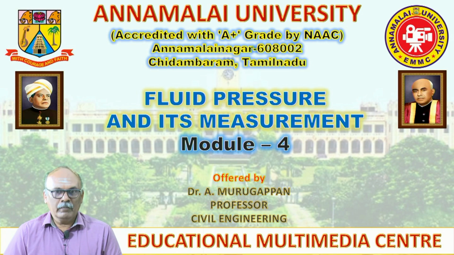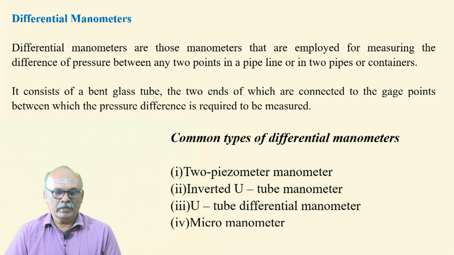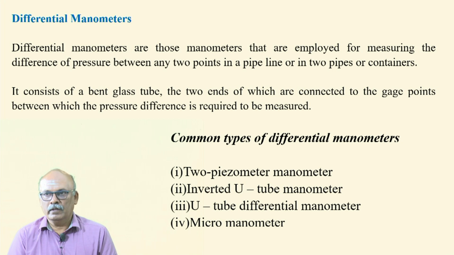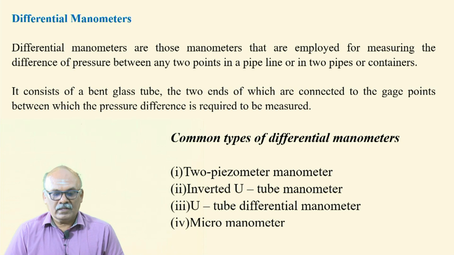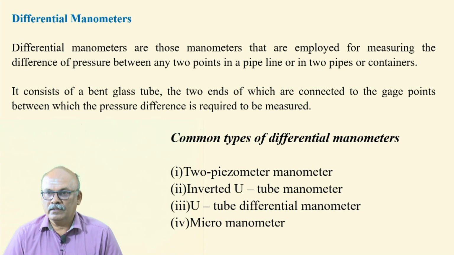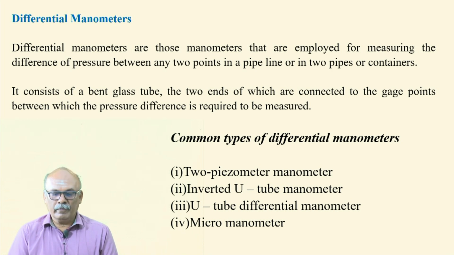And in this module, we will be discussing the differential manometers, the second type of manometers. Differential manometers are those manometers which are employed for measuring the pressure difference between any 2 points in a pipeline or in 2 pipes or containers. The basic construction of a differential manometer is that it consists of a bent glass tube, the 2 ends of which are connected to the gauge points between which the pressure difference is required to be measured.